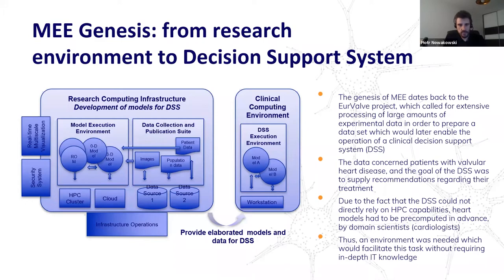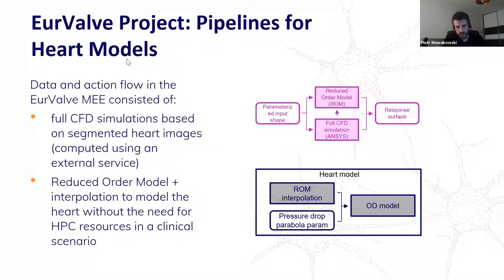Now, this slide essentially tells you the problem that we are faced with in a research scenario, where you can run, say, for instance, a full computational fluid dynamics simulation for a specific heart shape, and then extract results from that and interpolate that and obtain results showing, for instance, how a given procedure is likely to affect the blood flow in the patient's cardiovascular system.